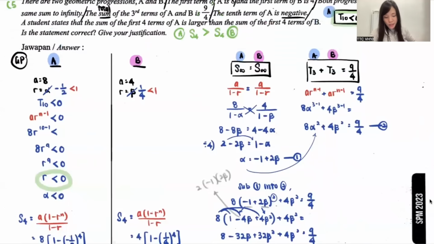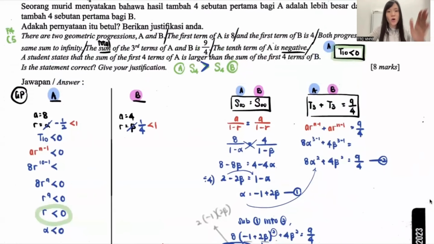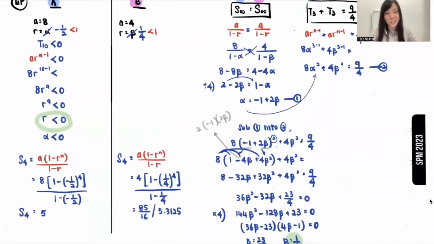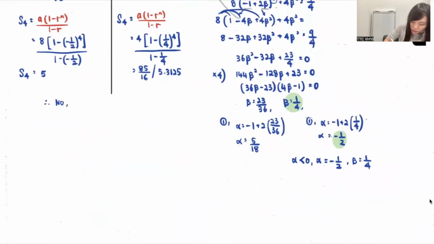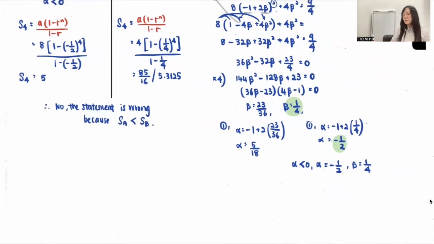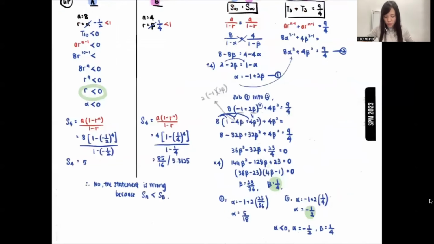So now what does this question say? They say the set A S4 is larger than set B S4. Is it correct? I look down, I don't think it's correct. This one is 5, this one is 5.3. Set B should be more than this, not this one more than this. So they say give your justification. So no, the statement is wrong, because sum A is actually lesser than sum B. Okay? Just like that. Done.